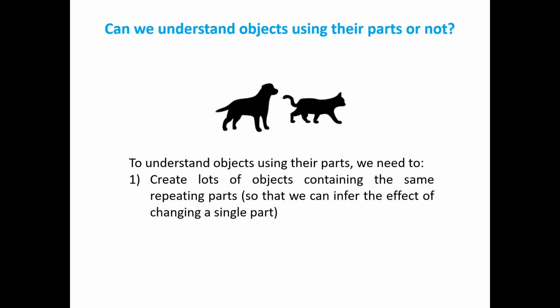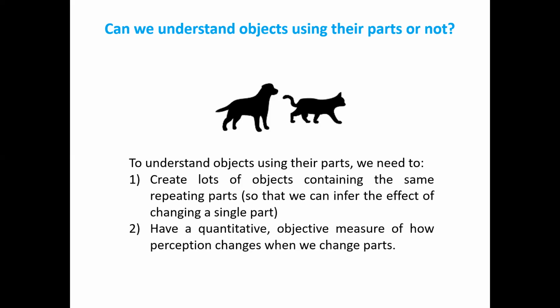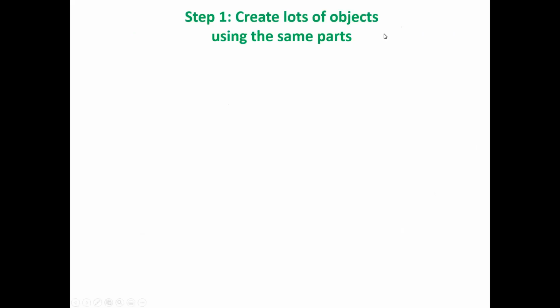The second ingredient that you also need is to have a quantitative and objective measure of how much perception changes when you change a part. And so these are the two key ingredients you need to even attempt to answer this question. So let's see how we go about doing that. The first step is, of course, how do we create the same objects?